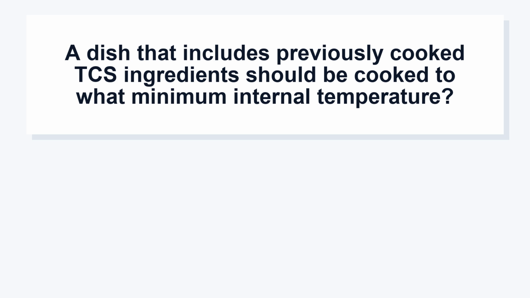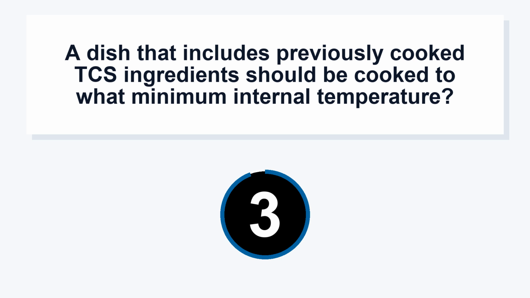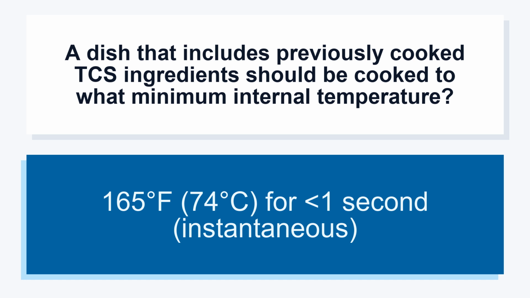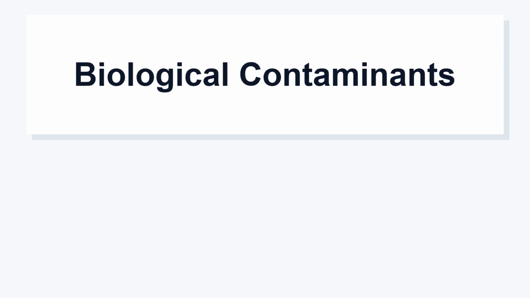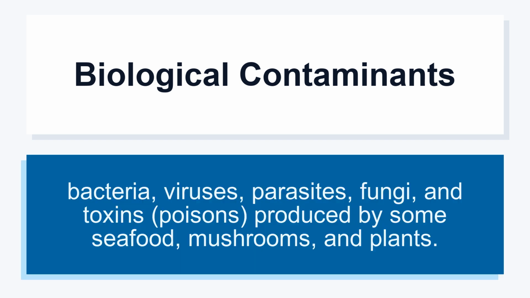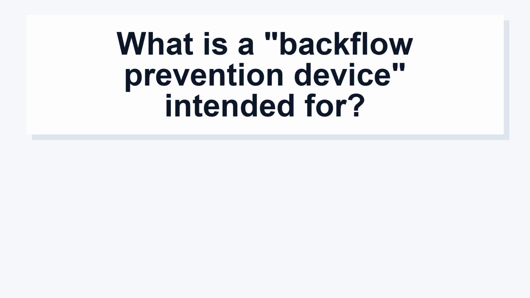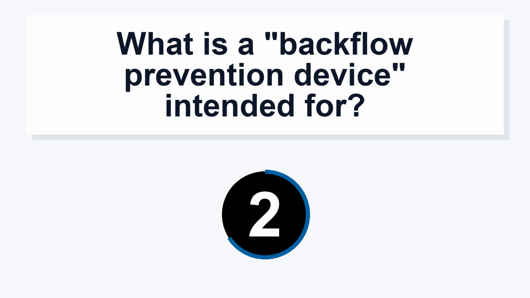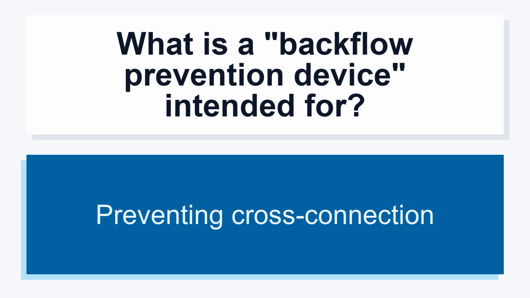A dish that includes previously cooked TCS ingredients should be cooked to what minimum internal temperature? 165 degrees Fahrenheit, 74 degrees Celsius for 1 second, instantaneous. Biological contaminants: bacteria, viruses, parasites, fungi, and toxins, poisons, produced by some seafood, mushrooms, and plants. What is a backflow prevention device intended for? Preventing cross-connection.